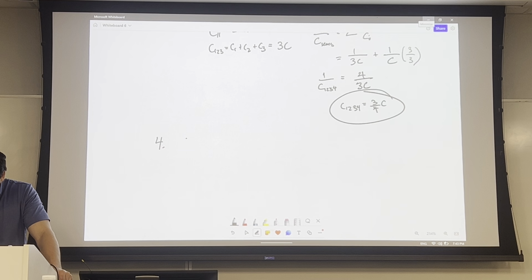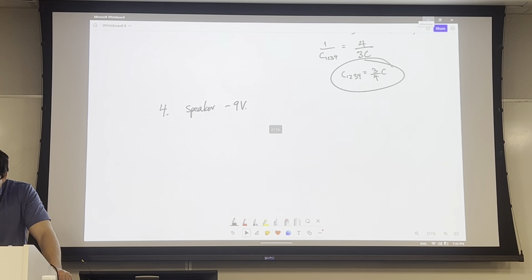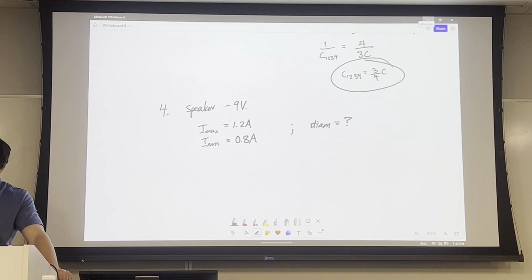I tell you a speaker is operated by a 9-volt battery. If the maximum current that the speaker can withstand is 1.2 amps, but the minimum current that you need to actually turn on the speaker is 0.8 amps, I want to know what is the range of diameters of copper wire that can be used.